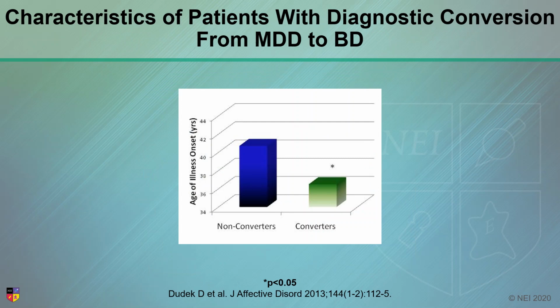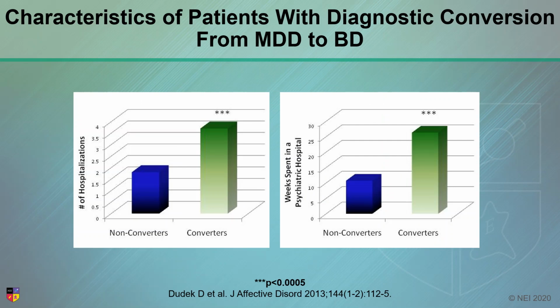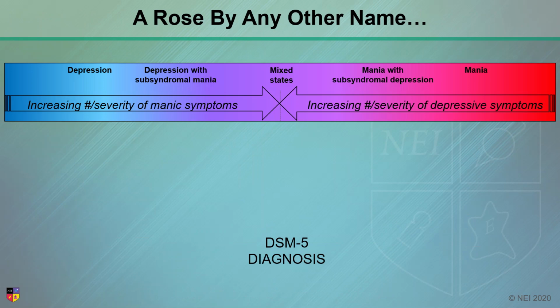So again, the age of onset among the converters is a bit younger than the non-converters. And again, this meets with our picture of bipolar disorder coming on earlier than depression. Weeks spent in the psychiatric hospital: again, those that supposedly convert to bipolar have a much more severe clinical picture. They're having more hospitalizations.